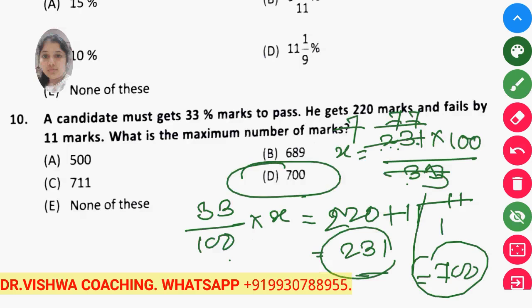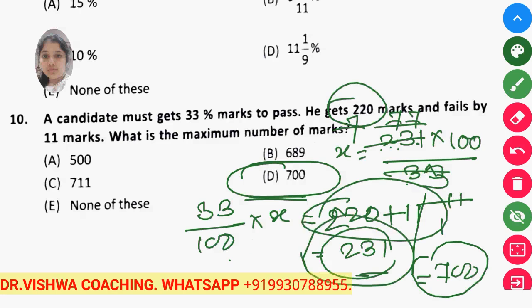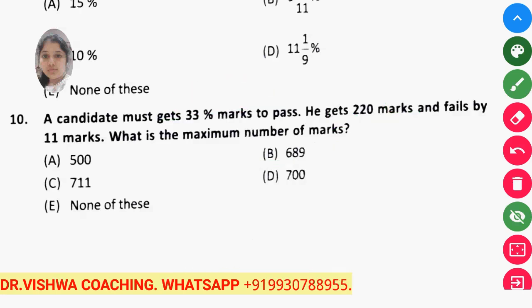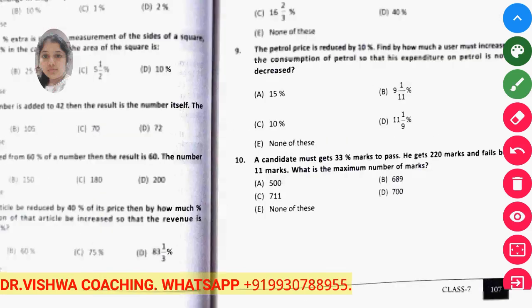So the exam is of 700 marks. He gets 220 marks and fails by 11 marks. So he must acquire 231 marks, then he will pass, because the pass criterion is 33%. Okay. Now, have you understood the problems that are based on percentage?